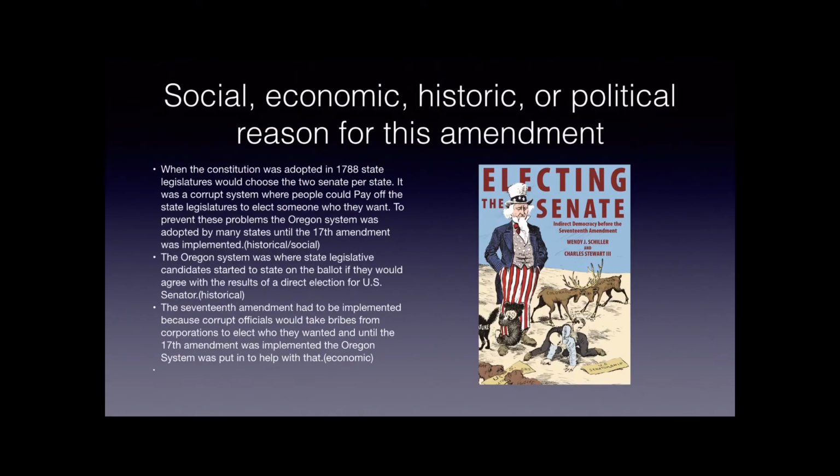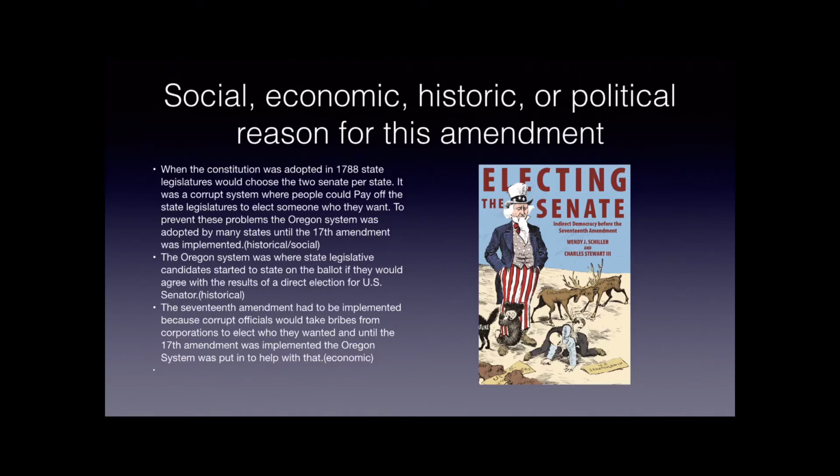Social, economic, historic, or political reason for this amendment. When the Constitution was adopted in 1788, state legislators would choose 2 senators per state. It was a corrupt system where people could pay off the state legislators to elect someone who they want. To prevent these problems, the Oregon system was adopted by many states until the 17th Amendment was implemented.